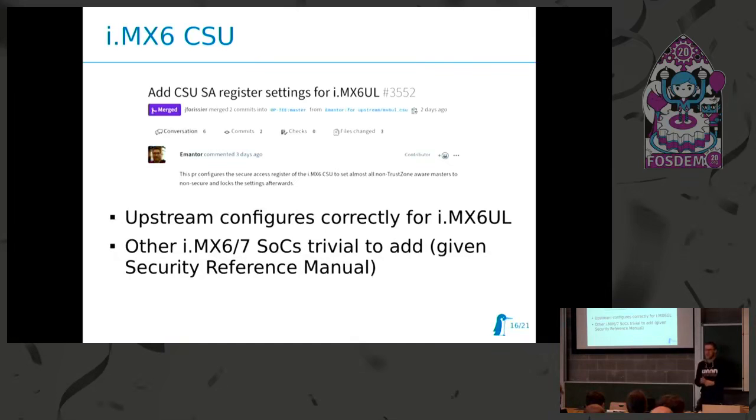You just have to look inside the security reference manual, find out which peripherals are actually on your specific SOC, and then submit this. Should be really, really easy.